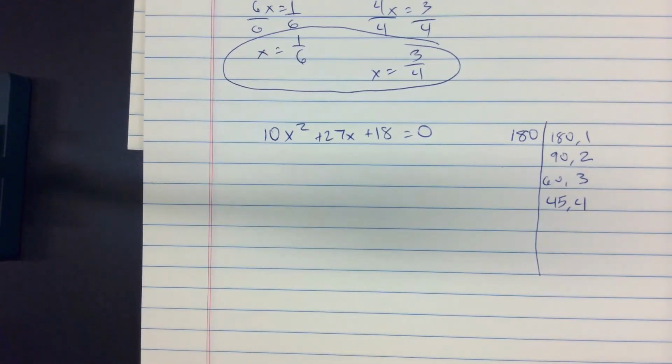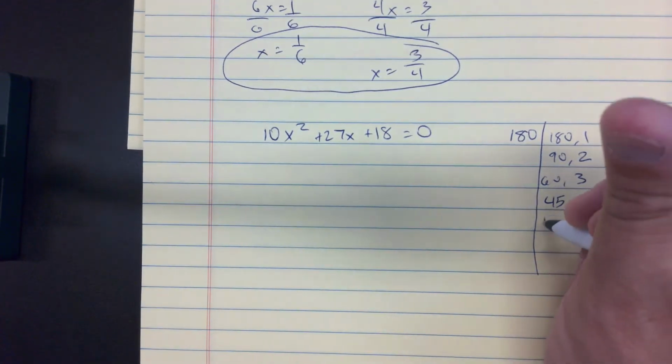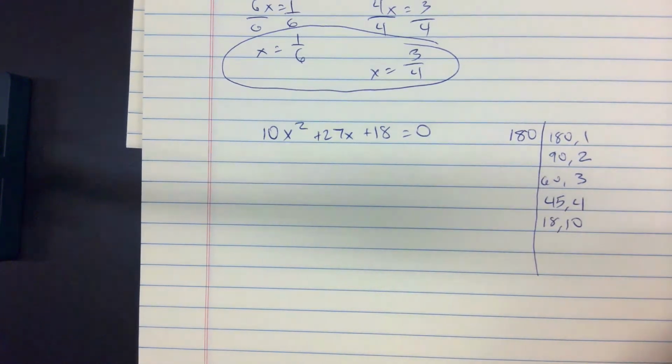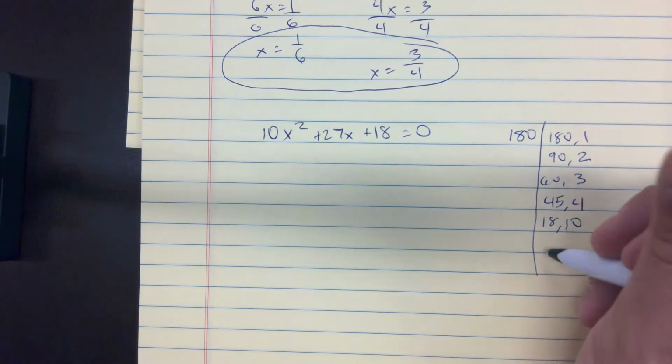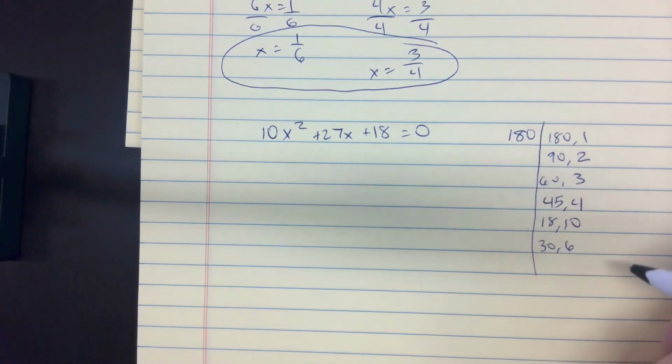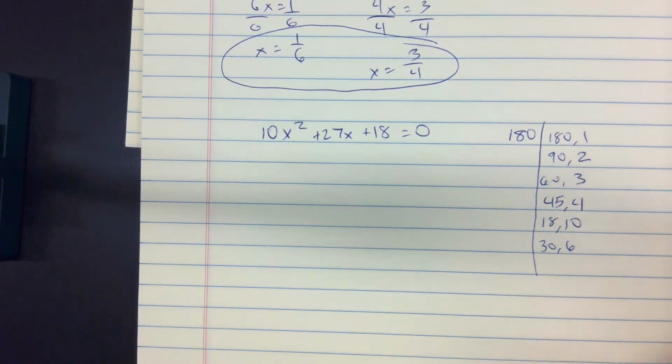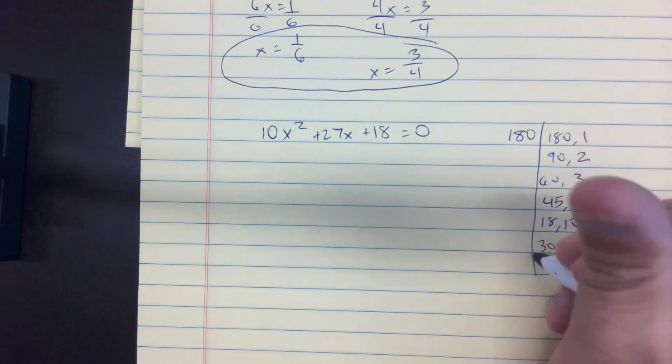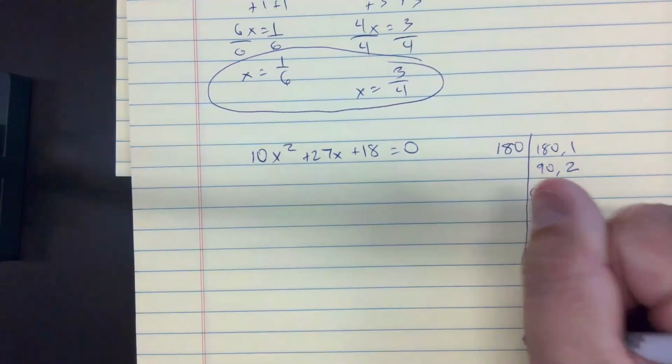Help me out. What about 6? 18 and 10. Can that get to 27? No, close. Gets to 28. 6 goes into it. 30 and 6. Can that get to 27? Nope. Let's keep going. Are you just doing the same thing as this?